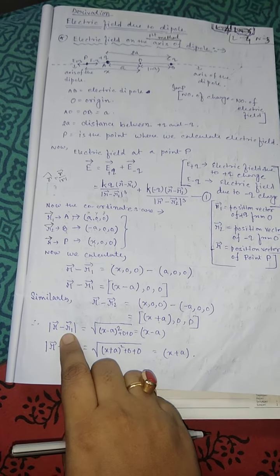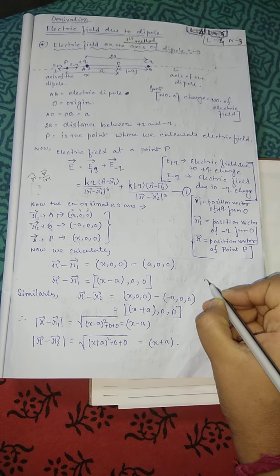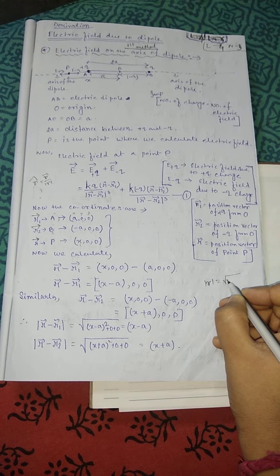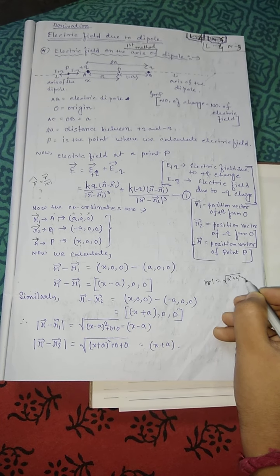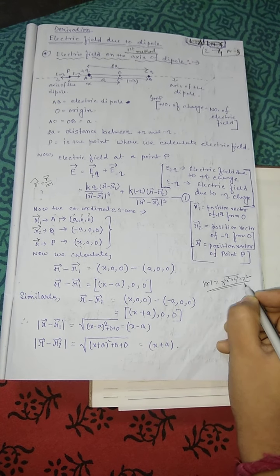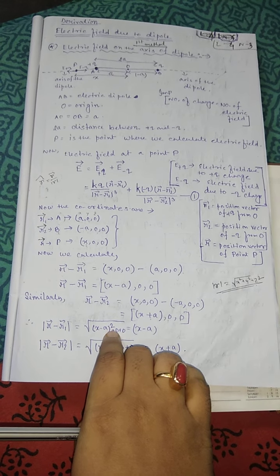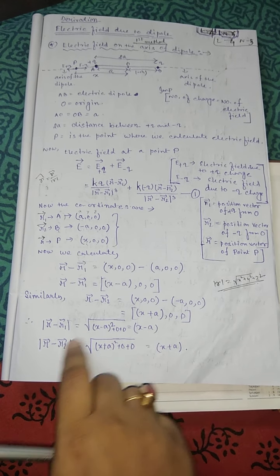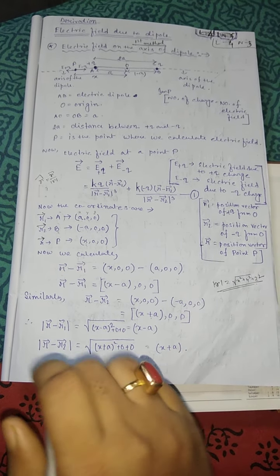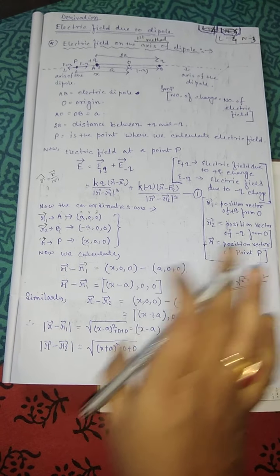Now mod means, as we know that mod of R is equal to root over of x square plus y square plus z square. We know this one. So here we get x minus a whole square plus 0 plus 0, that is equal to x minus a. From here we get x plus a. Is it clear up to this?